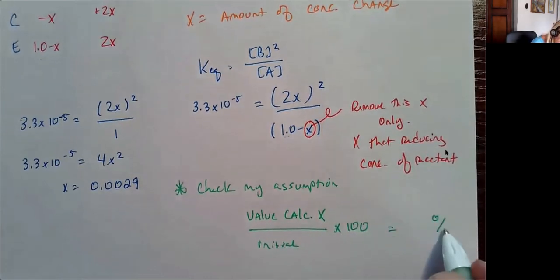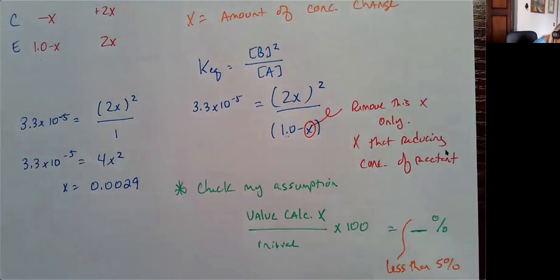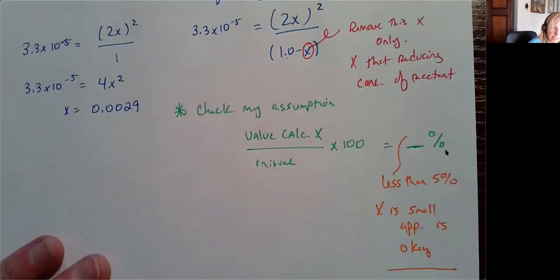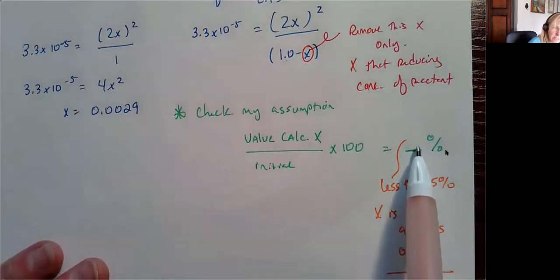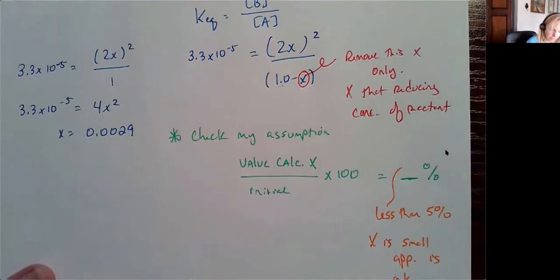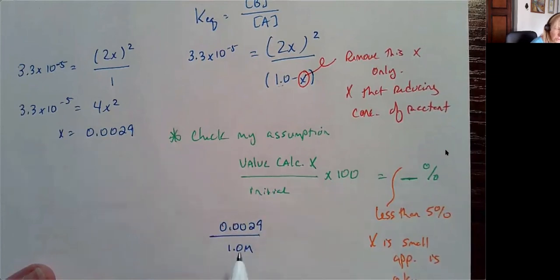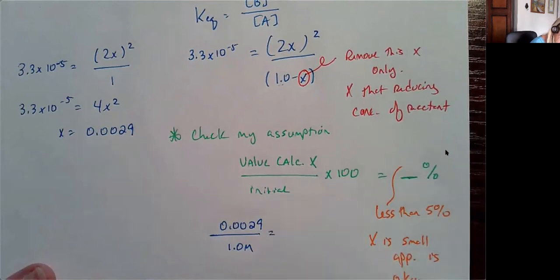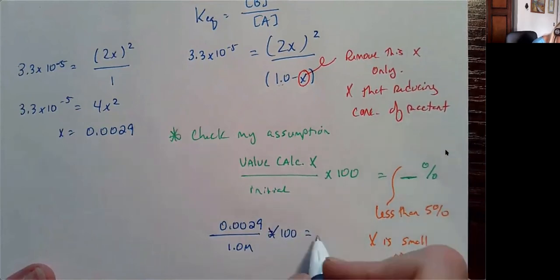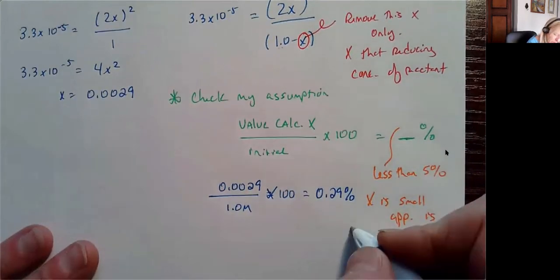If this percentage that I get out is less than 5%, then my x is small approximation is okay. That means that I can use it. If it's greater than 5%, then I can't do this and I have to go back and solve this as a quadratic equation. I can't remove the x here. So this is going to allow me to check to make sure that I could. So I'm going to take my 0.0029, divide it by 1 molar because that was my initial concentration of A, and then multiply this whole thing by 100, and that's going to give me 0.29%, which is less than 5. So that means that my x is small approximation was okay.